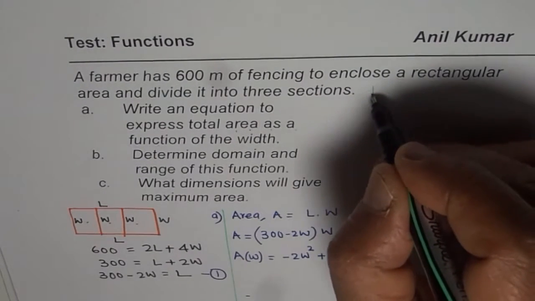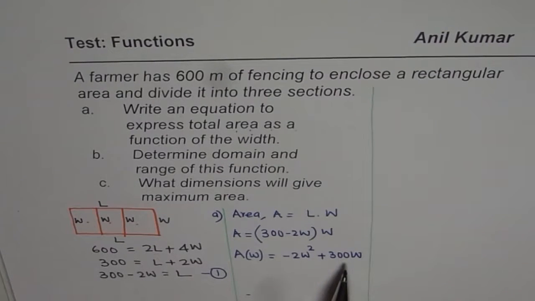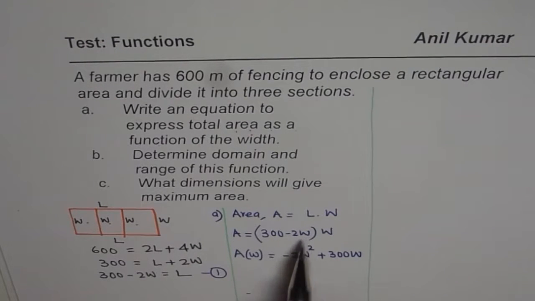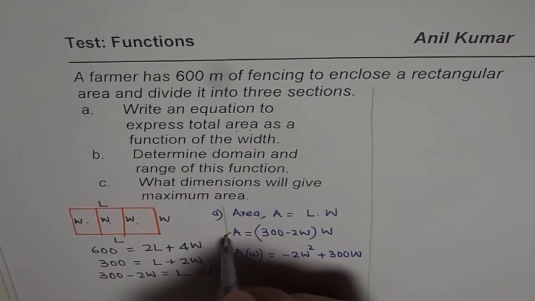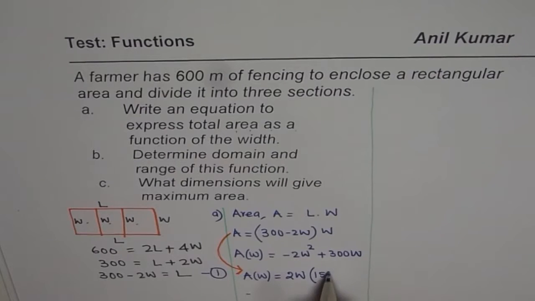So let's do it on the right side. Now the function here is area, minus 2W squared plus 300W. Now area should be positive, right? It cannot be negative. And what we also see is area could be written in a factored form. So I will write this expression as A(W) equals, let me factor 2 also out, 2W times, when I divide by 2, I get 150 minus W. Is it okay? So that is the same equation.